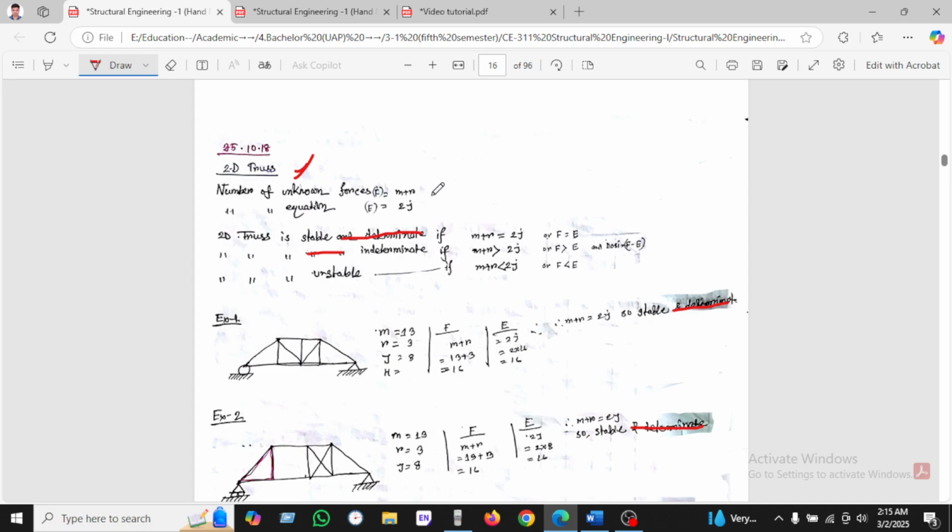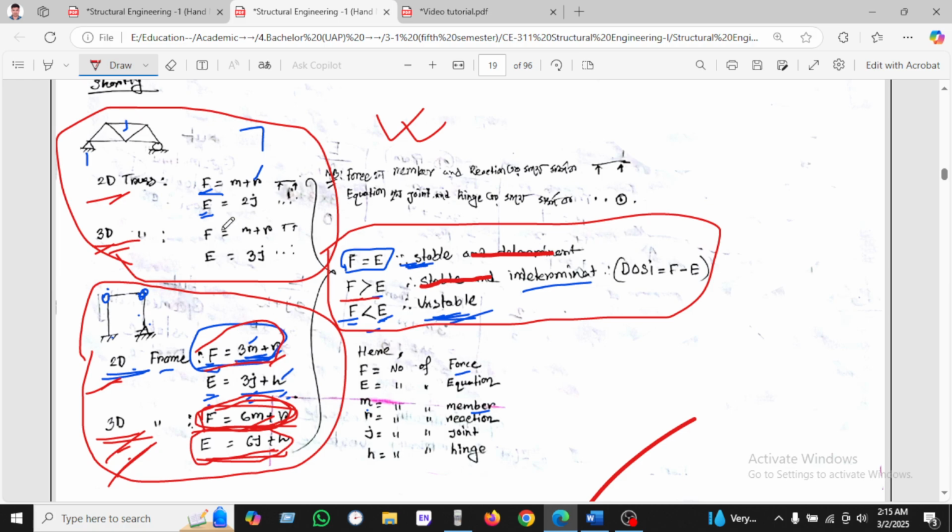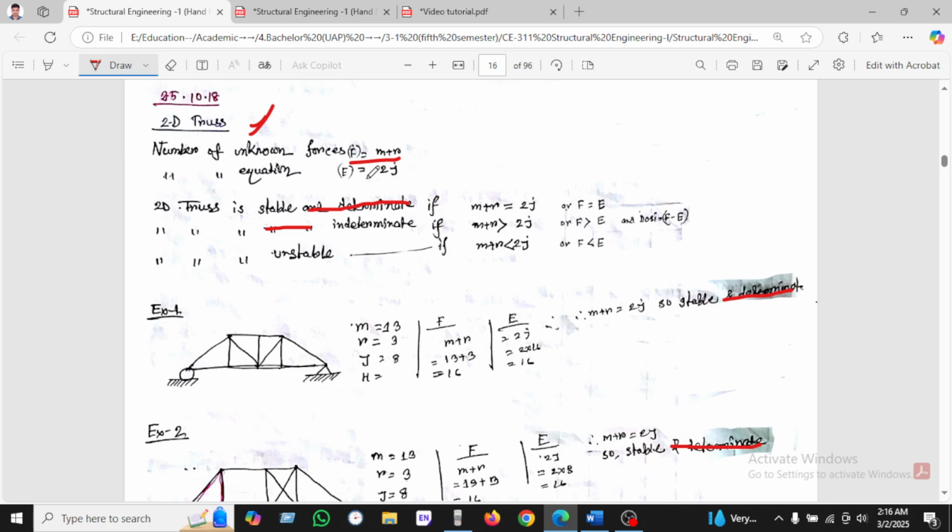Okay, let's see. We know the unknown forces are m plus r, and the equation is 2 into j, where j is the number of joints. There is no hinge in a truss, so there is no hinge term for j. So you have to memorize it.